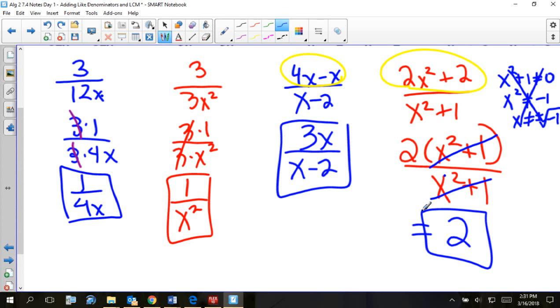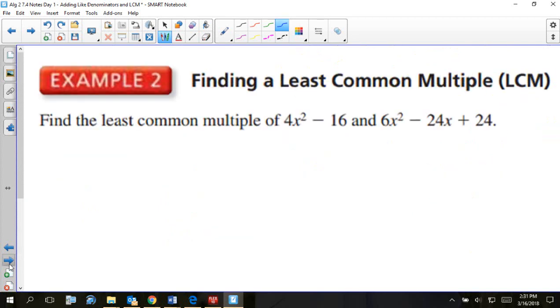And then the last 2 examples is how to find the least common multiple of stuff with x's. So we've already done this on the first page. You were finding like lowest common denominator. That's the least common multiple, but that was with numbers. This is how we do it with the x's. I'm going to have steps.